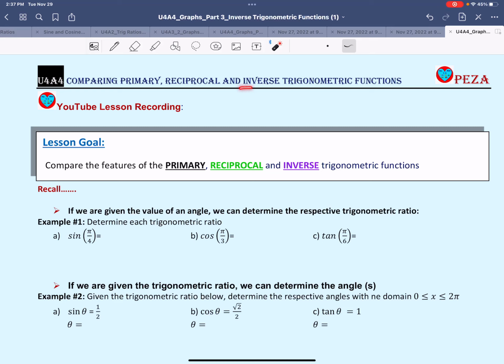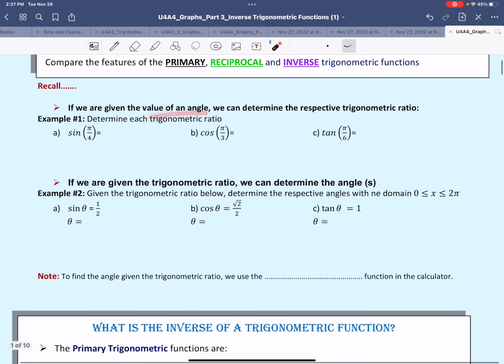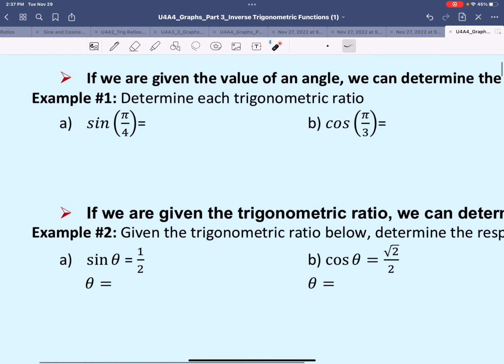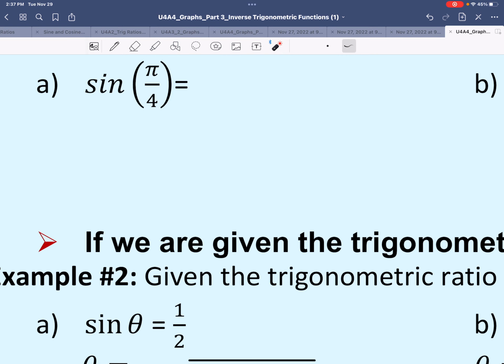In this lesson, we'll explore the inverse trigonometric functions. Recall that if we're given the value of an angle, we can determine the respective trigonometric ratio by simply typing the expression in the calculator. There is nothing new or fancy in here. We've done this in the earlier grades.